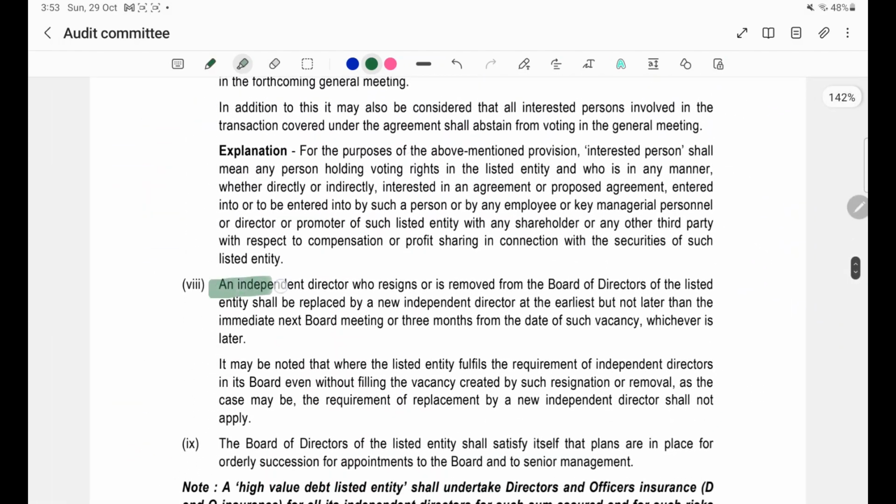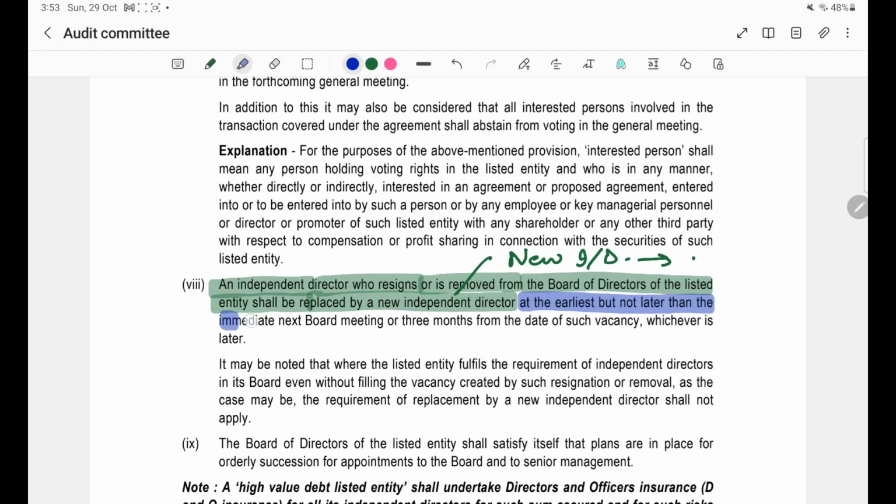Now again there is this point, an independent director who resigns or is removed from the board of directors of a listed entity shall be replaced by whom? Replaced by a new independent director at the earliest but not later than, this time limit you have to remember, the immediate next board meeting or 3 months from date of such vacancy, whichever is later. So this is very important.